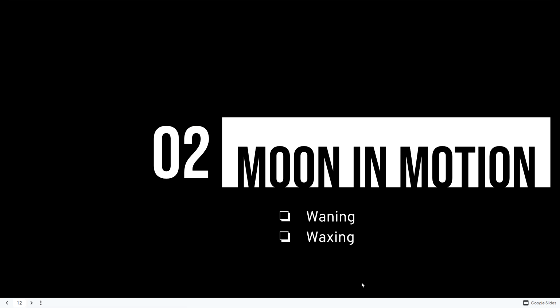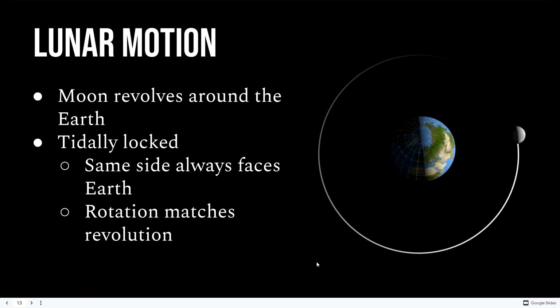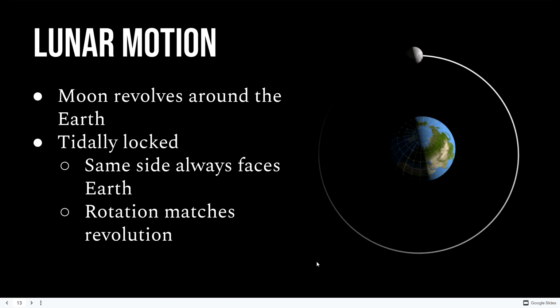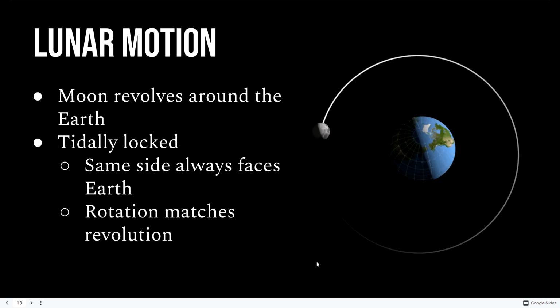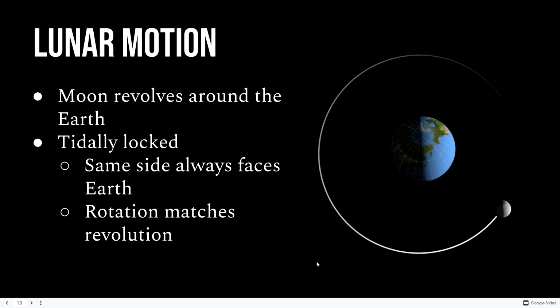All right, so we're going to go ahead and move on to the moon in motion, and we're going to start looking at phases of the moon and how it moves around the Earth. It's known as being tidally locked. That means the same side of the moon is always facing the Earth. We never see the far side of the moon. We have the same side facing us at all times.